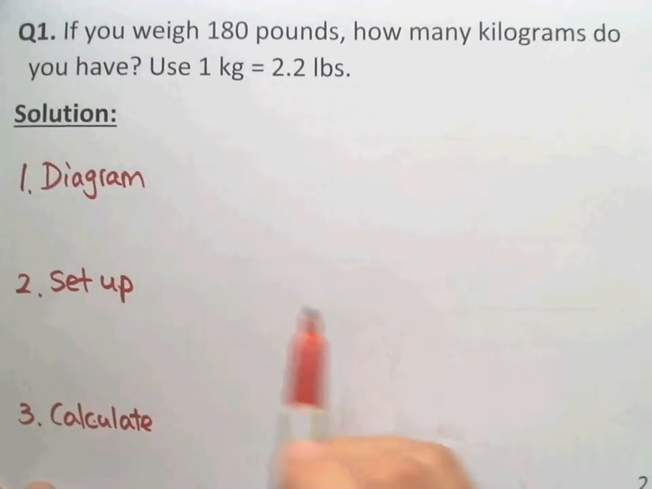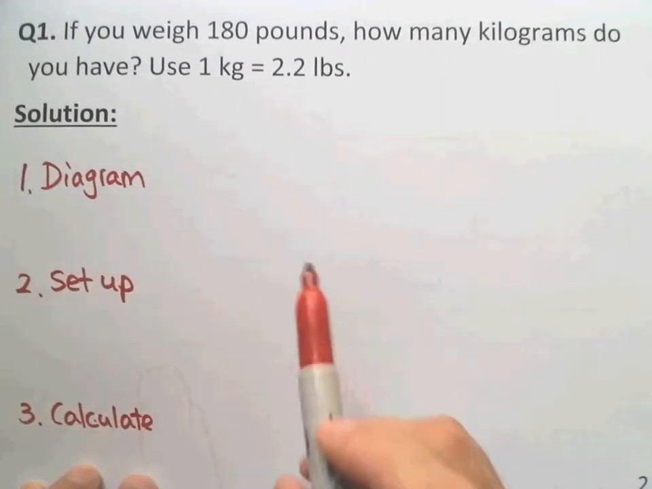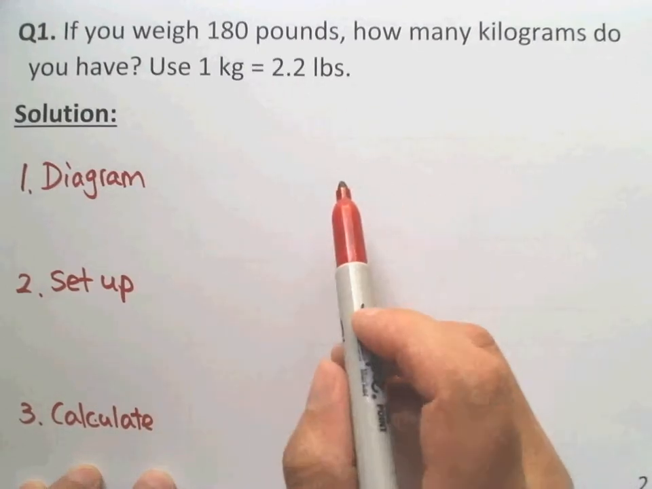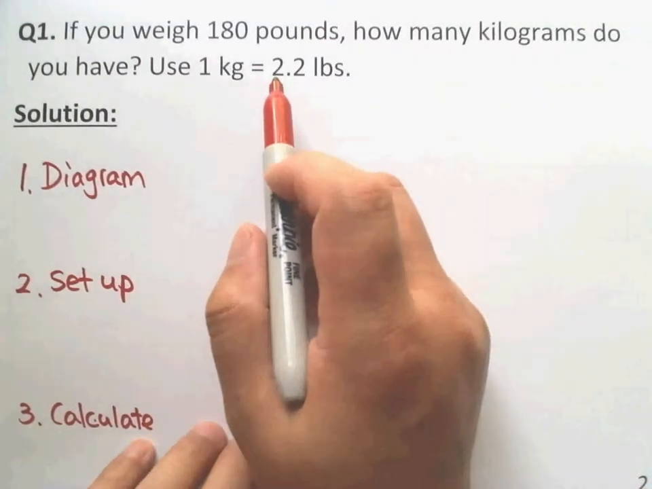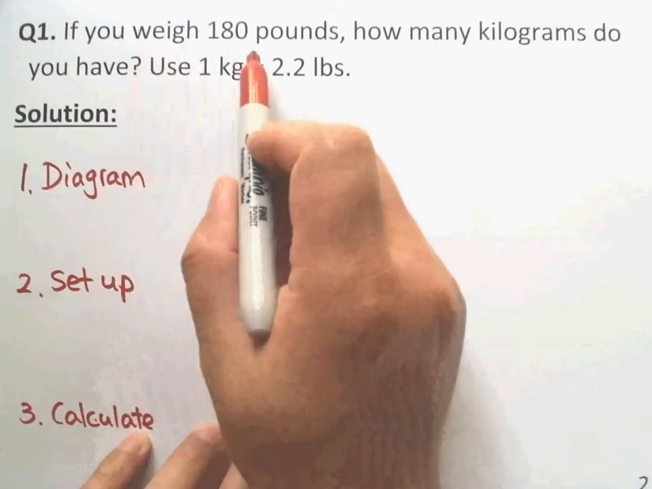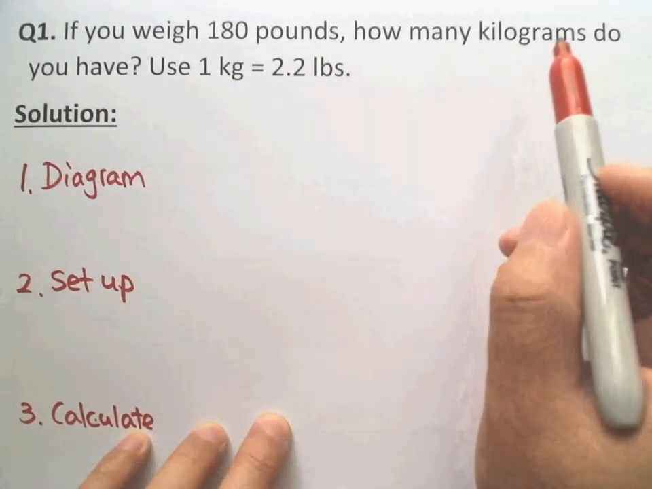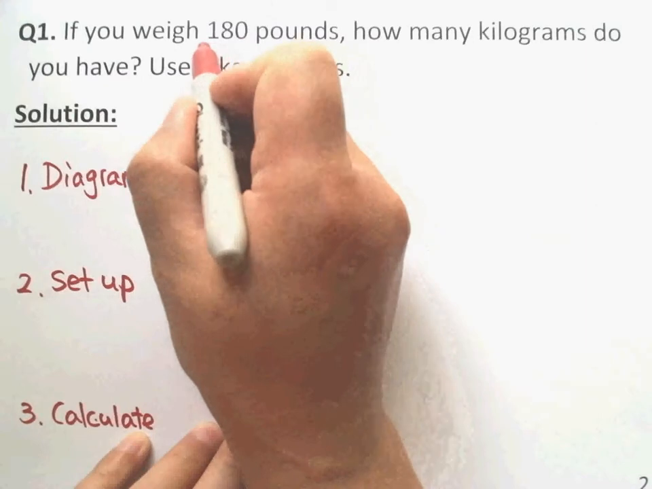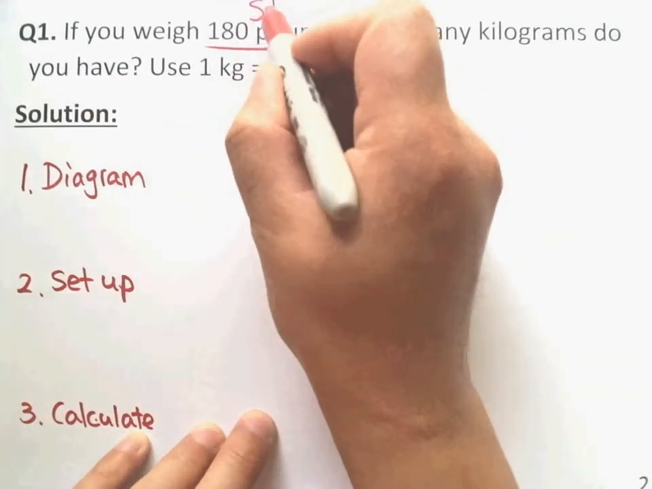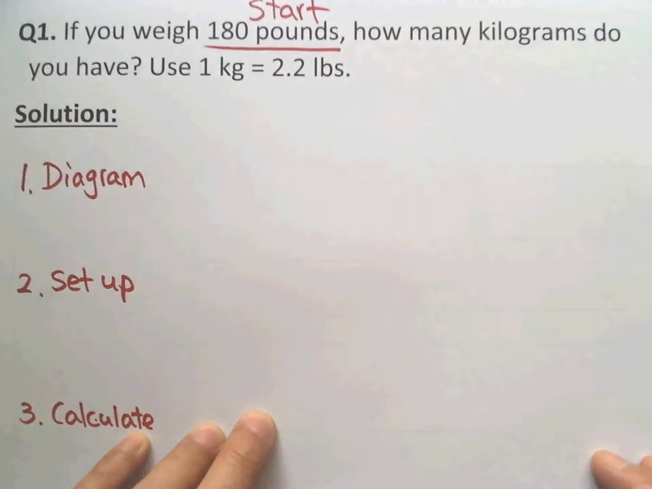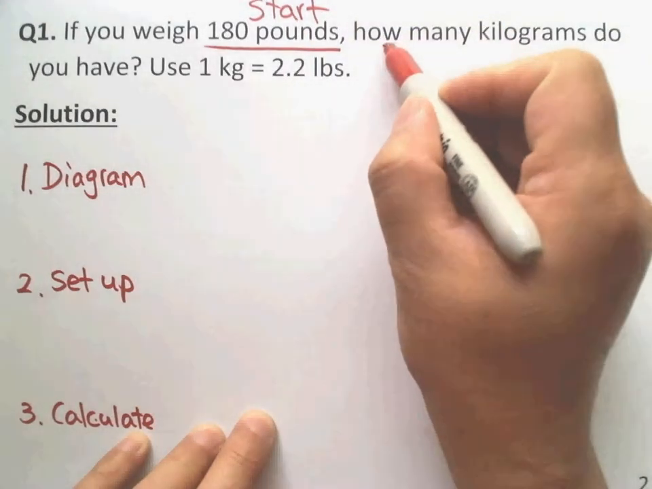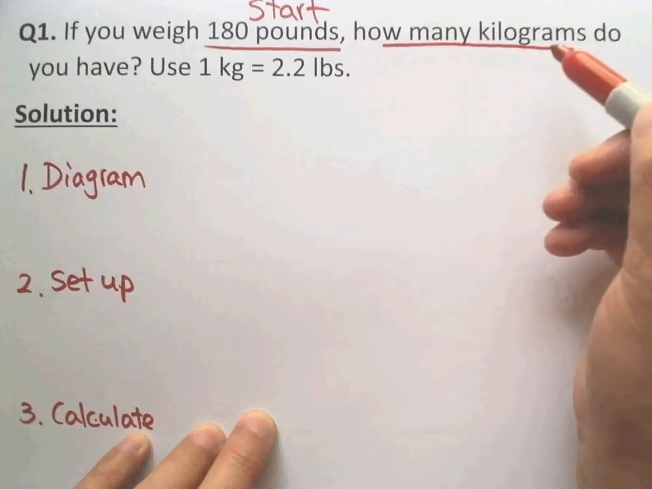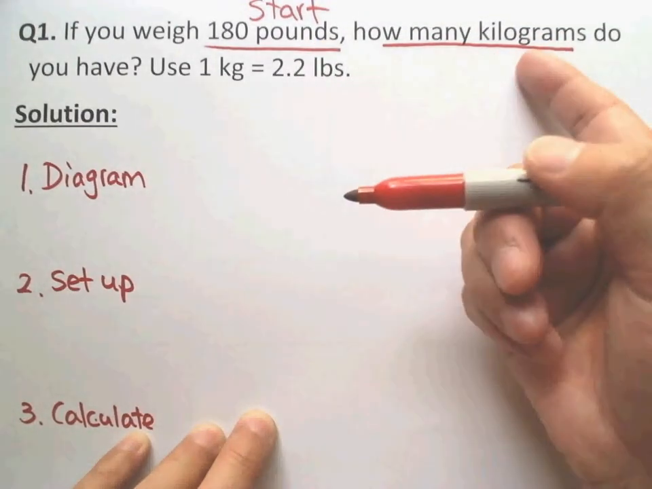First, the diagram. We find where we start in our problem, where we need to go, and how to get from the start to the end. Look at this question: if we weigh 180 pounds, how many kilograms do we have? Where do we start? 180 pounds is what we have. This is the start, and I highlight where we need to start. We start at 180 pounds. Where we need to go is here: how many kilograms do you have? The kilogram is the new unit, and pounds is the old unit. We need to go to a new unit, so we call this the end.